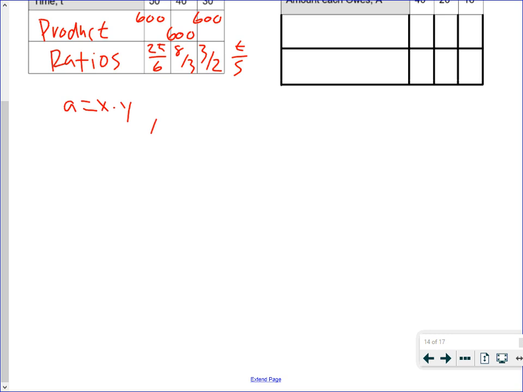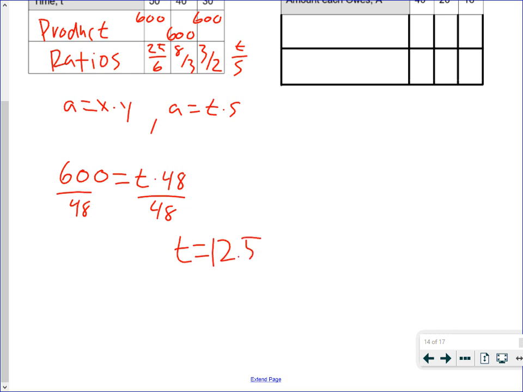Or in this case, it's going to be a equals t times s, since those are what our variables are in this problem. So our a is our constant term, so it didn't change when we multiplied the variables, so it's 600. So 600 equals t, which is what we don't know, what we're solving for. And our s is going to be 48, since that's what we are looking for. So we're going to solve for t by dividing 48 on both sides. And when you divide 600 by 48, you get that t equals 12.5.